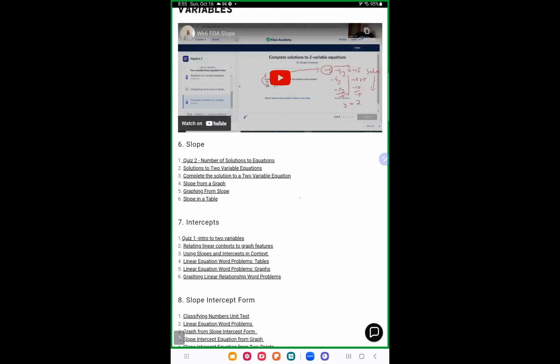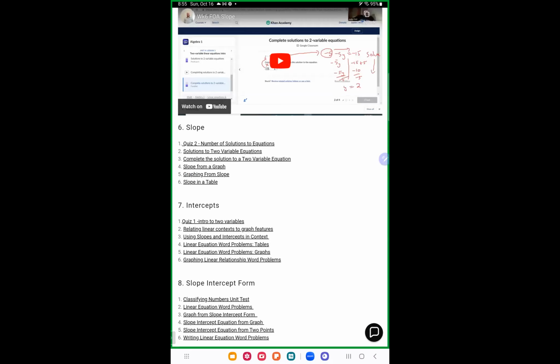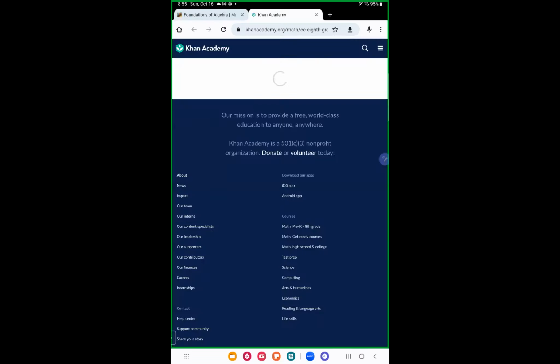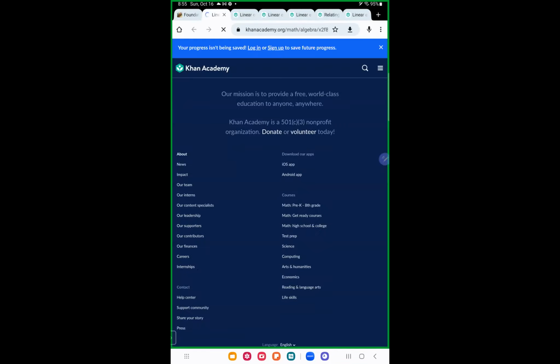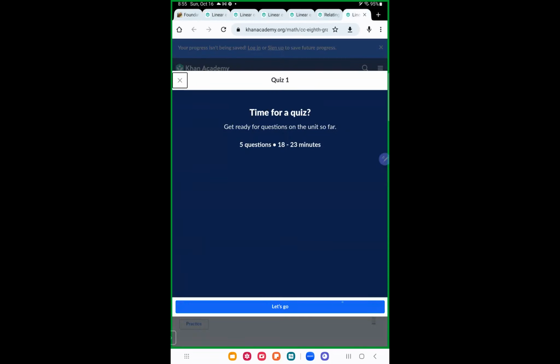All right, so we are doing intercepts. Well, it's called intercepts, but we're actually jumping into the slopes and intercepts together. We have quiz 1 there, which covers the intercepts: relating linear context to graph features, slope, intercepts, and context, linear equation word problems, tables, graphs, and graphing linear. So lots of word problems. All right, so get a pencil, get ready, and let's go.